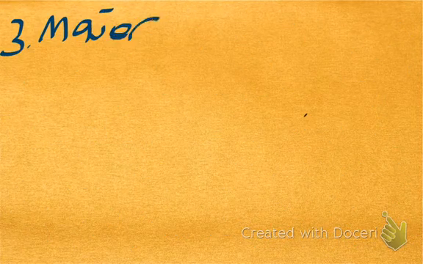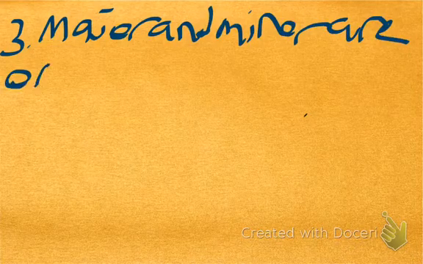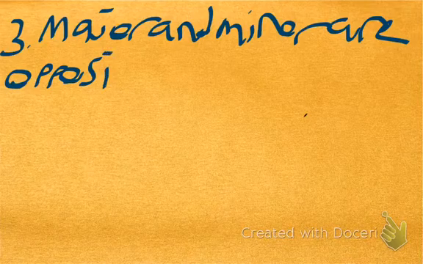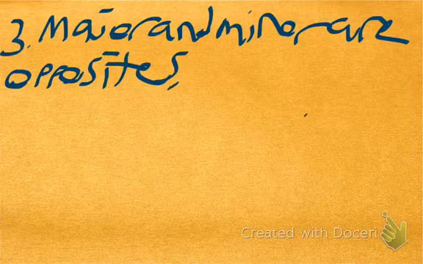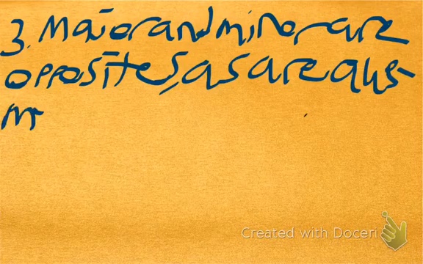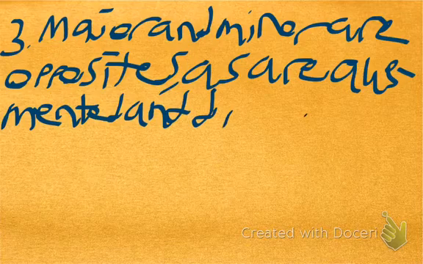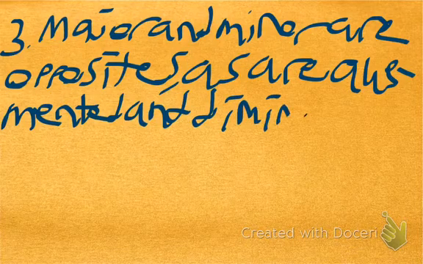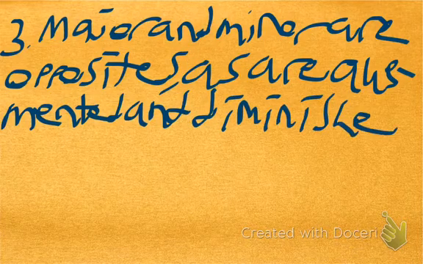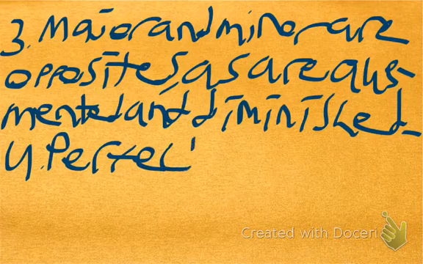The quality major is the opposite of the quality minor. The quality augmented is the opposite of the quality diminished. And the quality perfect is the opposite of itself.